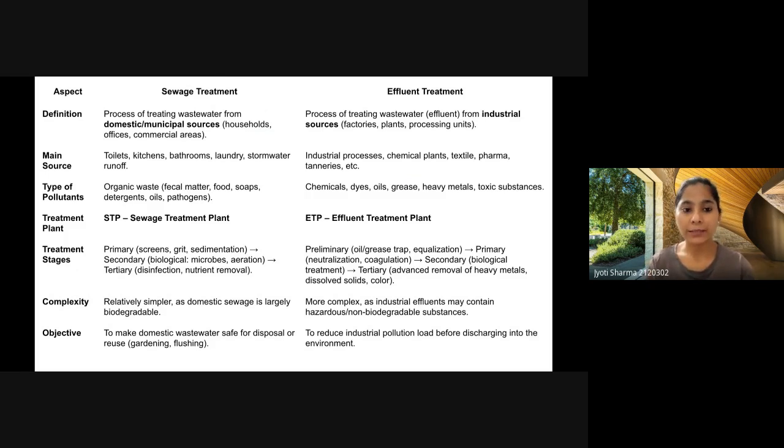So you know that wastewater will come from a domestic or municipal source, that will come under sewage treatment, and from an industrial source, then it will come under effluent treatment. Main sources may be toilets, kitchens, bathrooms, laundry, storm water runoff. But here we have some industrial processes. We also have some chemical plants, textile, pharma, tanneries. So if we are getting wastewater from these industrial processes, then that will come under effluent, right?